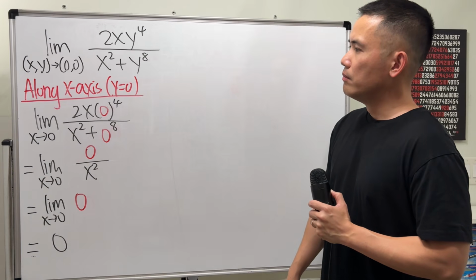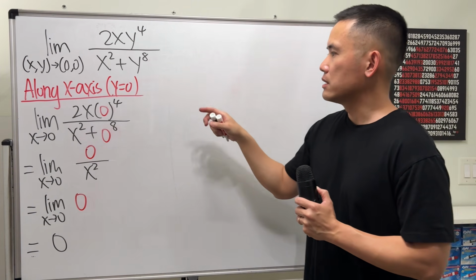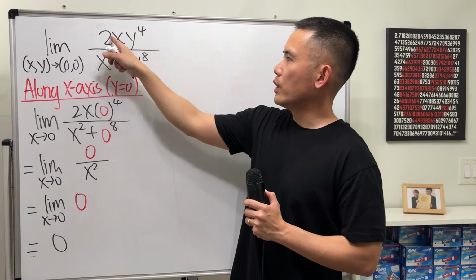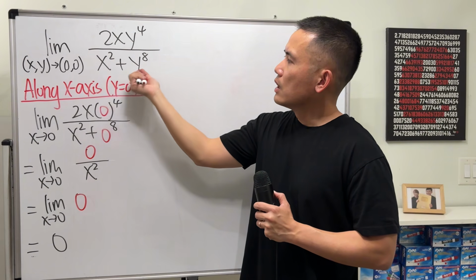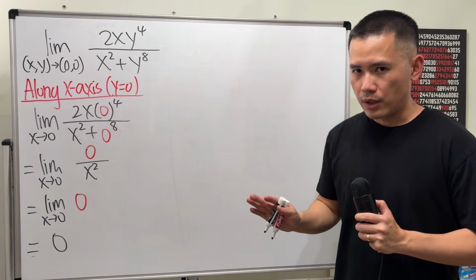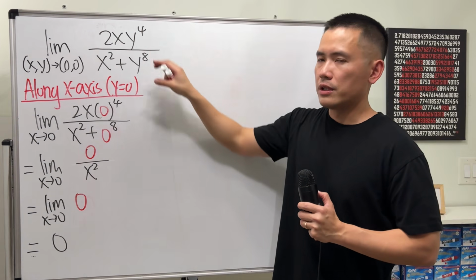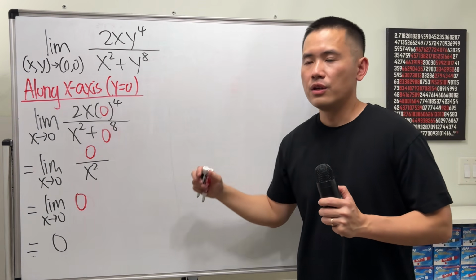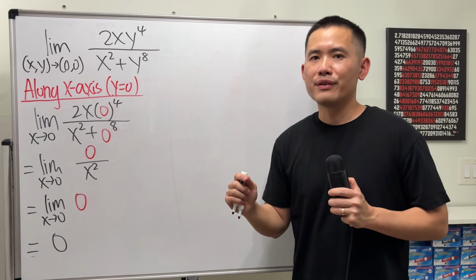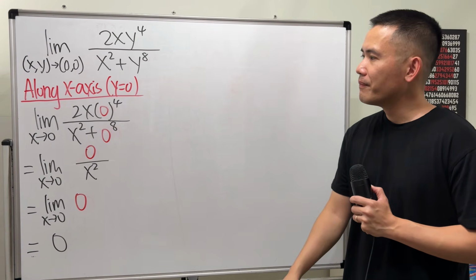Maybe we can try along the y-axis. That means x is equal to 0. Right away we see 0 over y to the 8th. That will give you 0 as well. We cannot draw a conclusion and say this is equal to 0, because in order for a limit to exist, it has to exist based on all possible paths. If you only have two that give you 0, it's not enough.